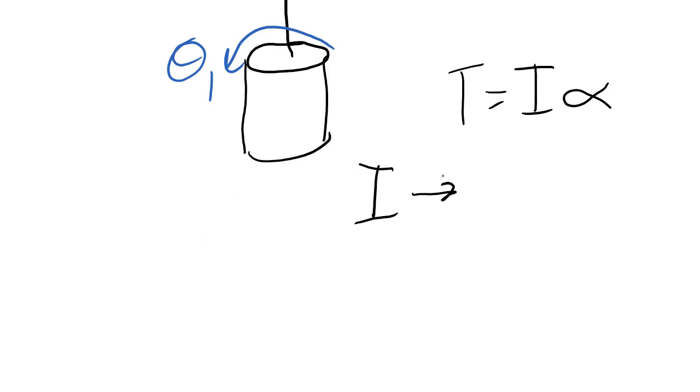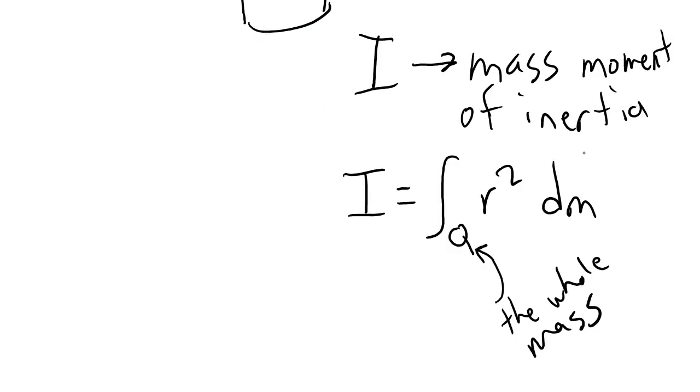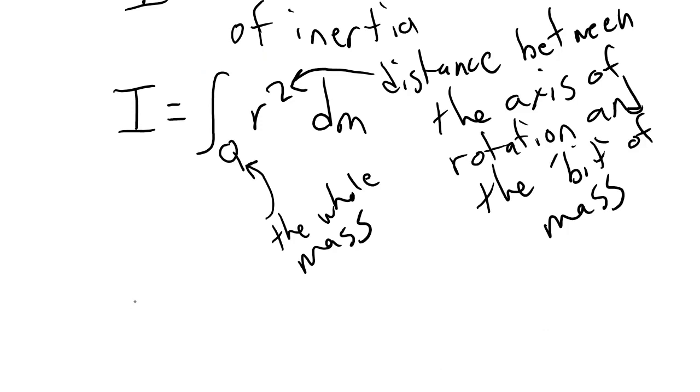I is the mass moment of inertia, which is defined as the integral of the mass times the square of the distance of the mass from the point it is rotating around. But it's easiest to get a feel for this by looking up some equations and doing a couple of calculations. So let's do a couple of calculations. First, let's figure out our mass moment of inertia.